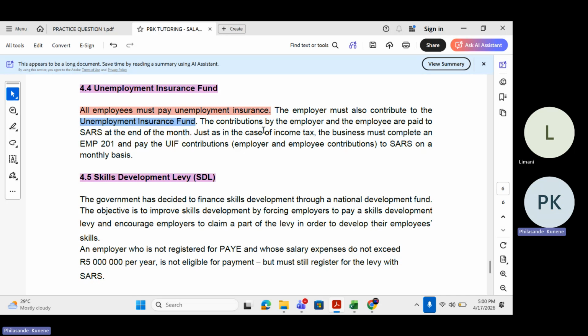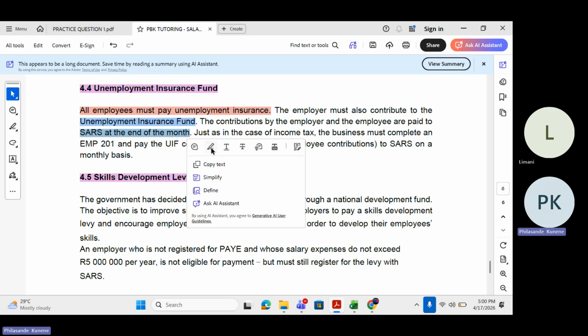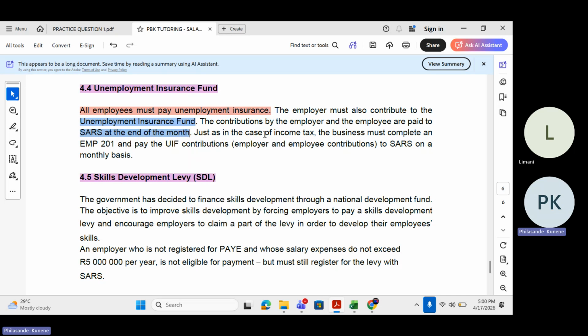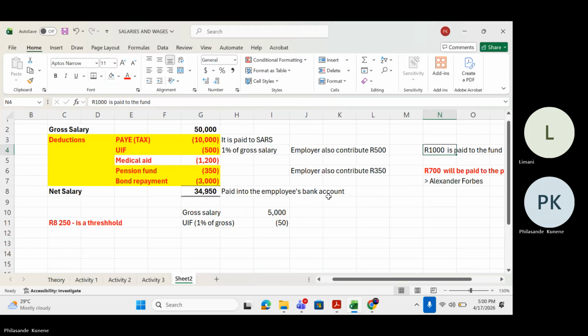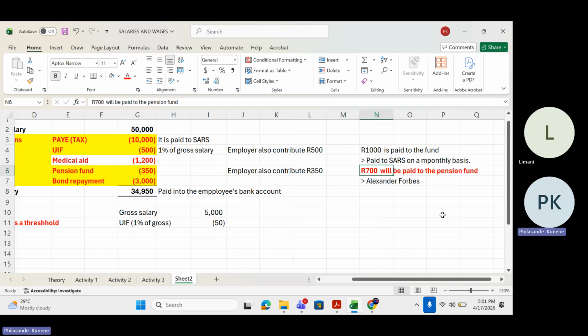Now, the contributions by the employer and the employee are paid to SARS at the end of the month, right? Just as in the case of income tax, the business must complete EMP 201 and pay the UIF contributions, employer and employee contributions, to SARS on a monthly basis, right? This amount is paid to SARS on a monthly basis.